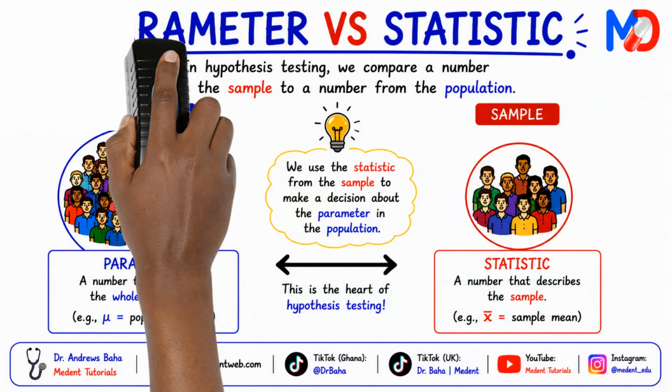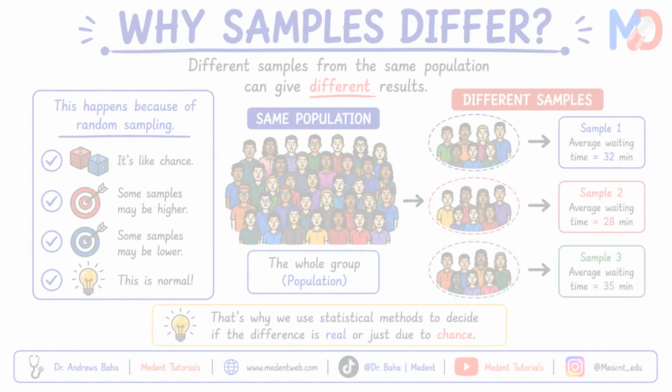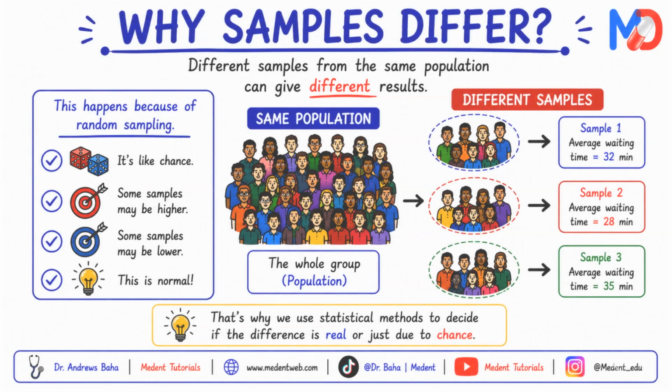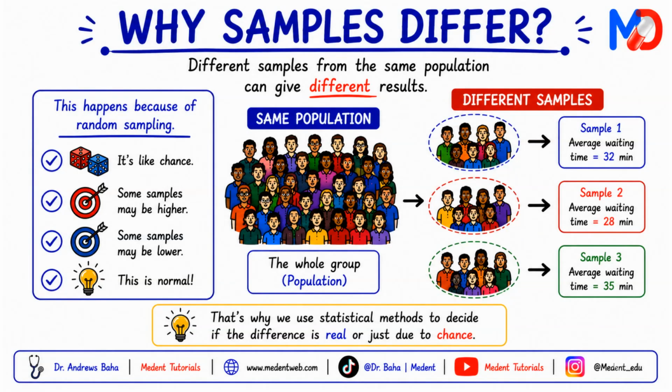Now, suppose three researchers each select 500 adults from the same population. Would they obtain exactly the same average blood pressure? Probably not, because each sample is actually different. This natural variation is called sampling variability. Hypothesis testing helps us decide whether an observed difference is likely to be real or simply due to sampling variability.